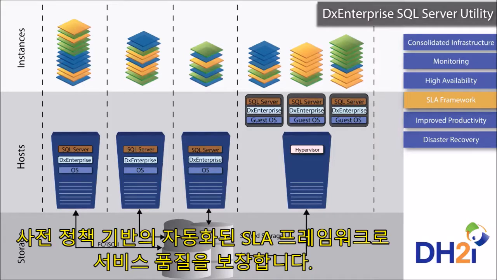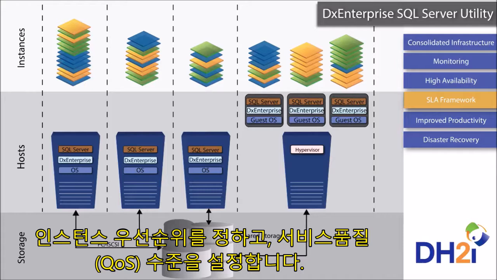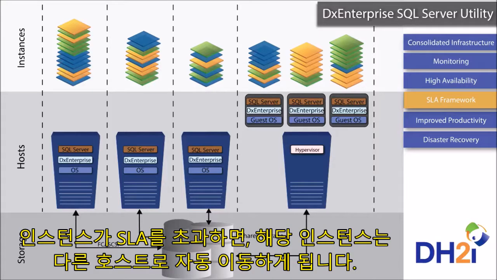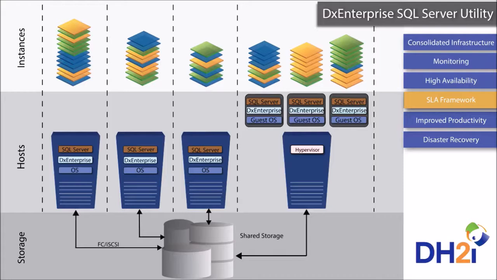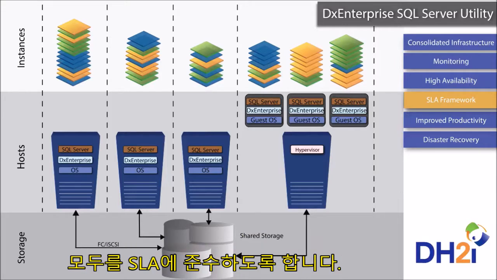The next benefit to the DxEnterprise solution is it provides application performance assurance. An SLA framework with proactive policy-based automation guarantees quality of service. DxEnterprise lets you prioritize your instances and bind them to a set quality of service level. So, should an instance exceed its SLA, it will take proactive action to move somewhere that it will ensure its SLA compliance. If there's an SLA violation, the system can also move lower priority instances to protect a higher priority instance from movement and keep all SLAs in compliance.